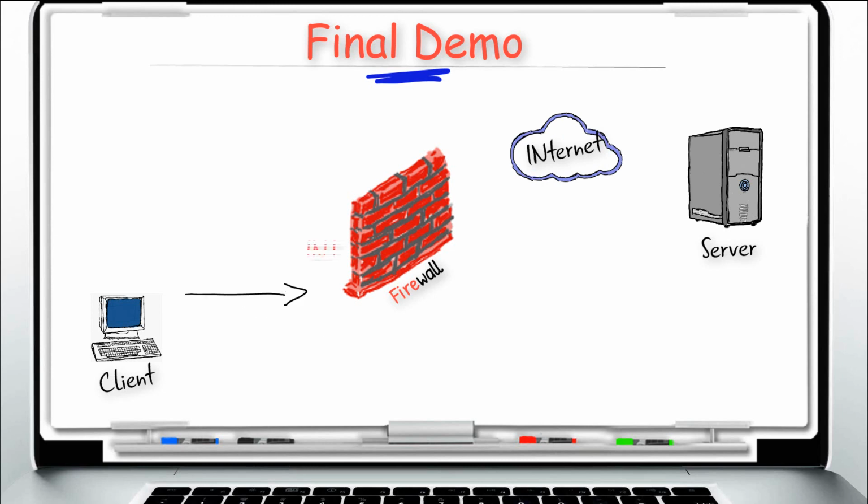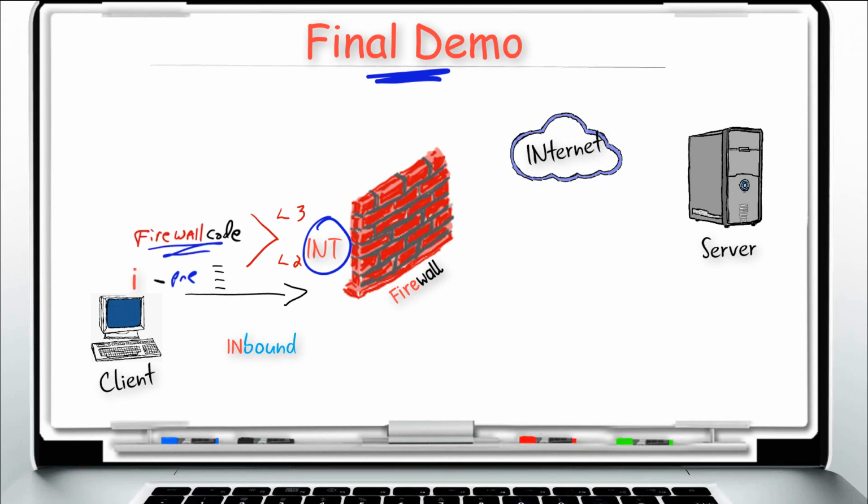The packet will arrive on the internal interface, then it needs to be processed by the firewall kernel. Since it is an inbound packet, it will need to be processed by the inbound chain. And so it will need to be processed by the inbound chain modules, the little i. Then it will need to be processed by the firewall code. Here is where we check the rule base.